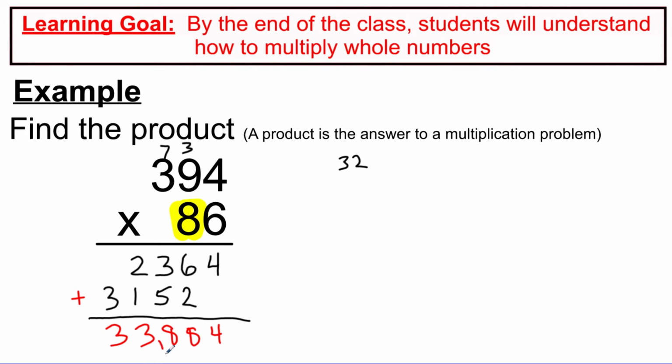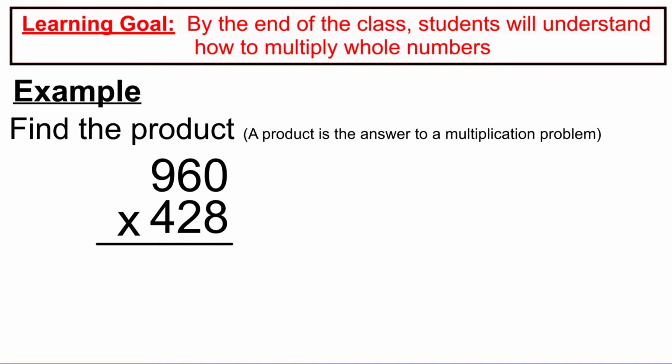And so my final answer, 394 times 86, the product is 33,884. Right? So you can see that that's definitely a lot more complex than just adding down columns and carrying. We have to make sure that we organize our work in the right spots, that when we're multiplying by a place value, the answers to that start below that place value.